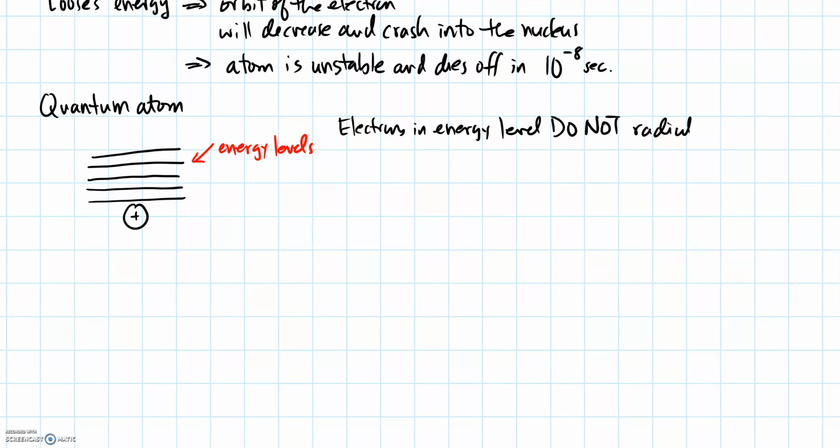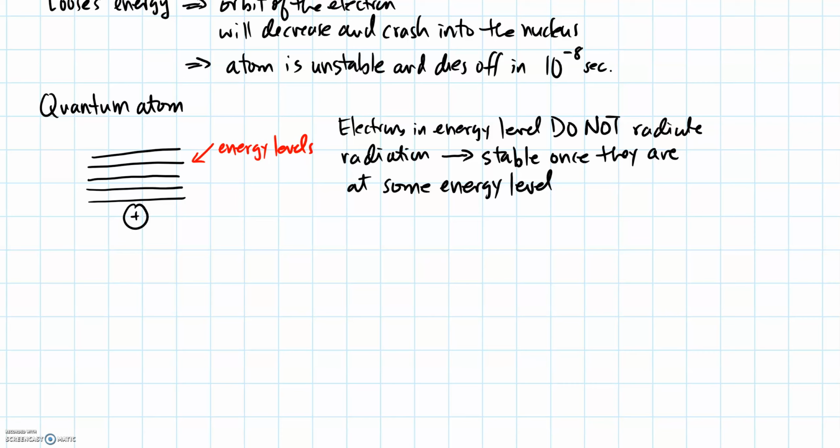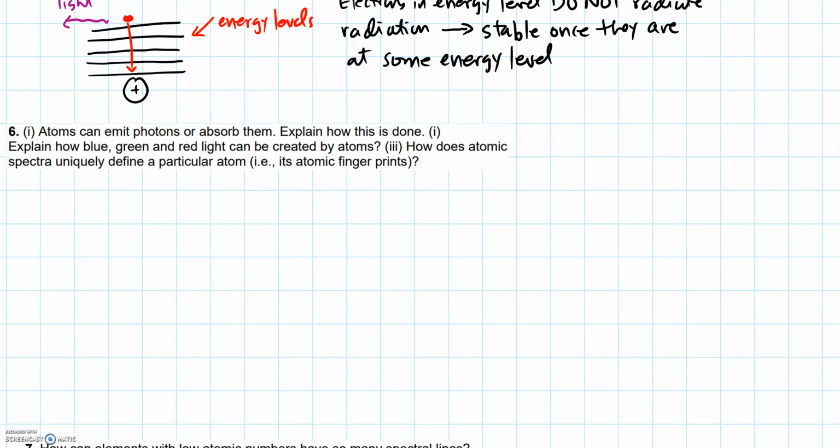once they are at some energy level. However, electrons can jump from one energy level to the next. So if I have an electron here and it falls down to here, it will emit light. But it only emits light when it jumps energy levels. And therefore, this is our best model of the atom. Atoms can emit photons or light or absorb them. Explain how this happens.